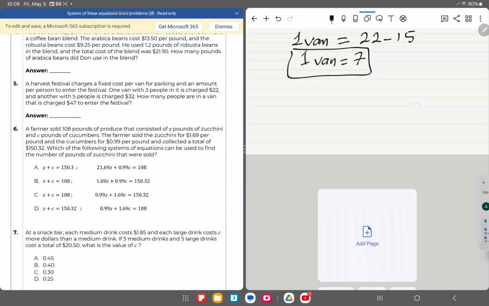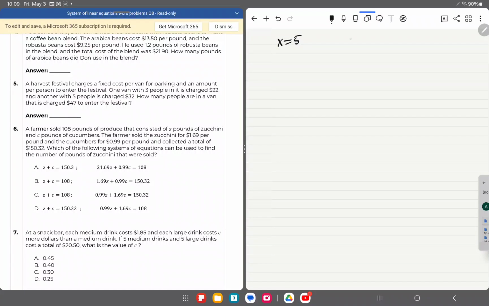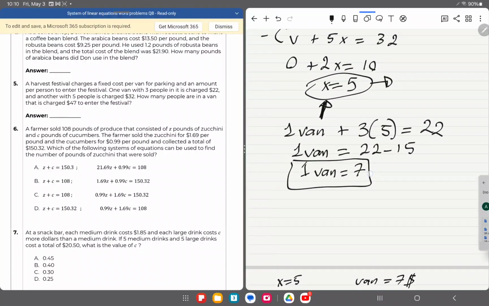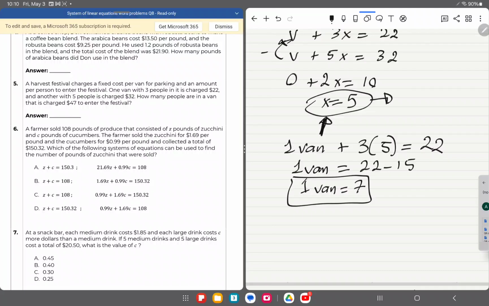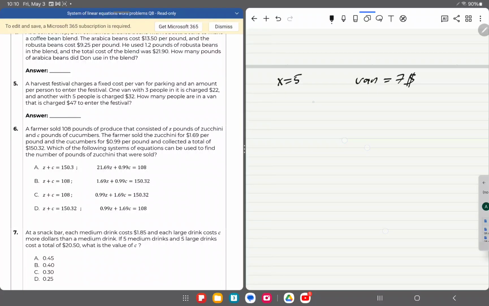Now, let's apply both logics. So I got x is equal to 5 earlier, and the van has a $7 charge. So what is the question? Don't lose track of the question. How many people are in a van that is charged $47? Now, I'm going to try and use both ideas. So a van with I don't know how many people is equal to $47. So the van costs 7. And I need to check how many people went over there.